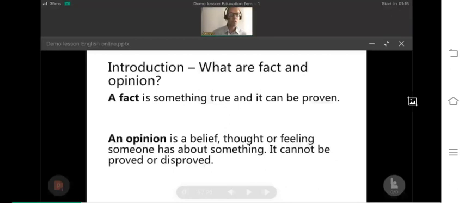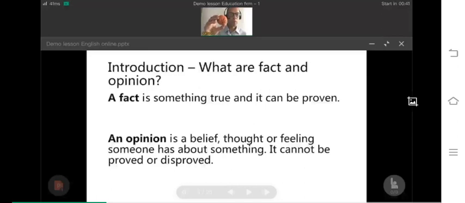A fact is something true and it can be proven. An opinion is a belief, thought, or feeling someone has about something. It can be proved or disproved. I would use an example of a ball. Okay, students, here is a ball. I'm going to tell you two things about it. Tell me, are they opinion or are they fact?